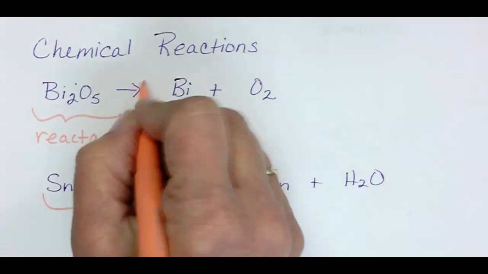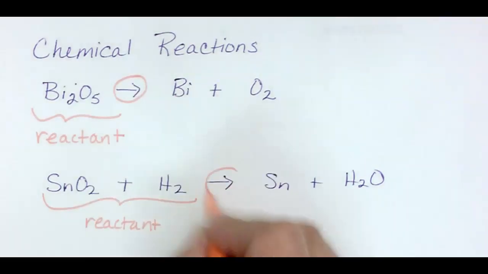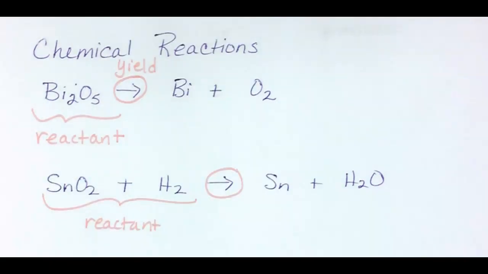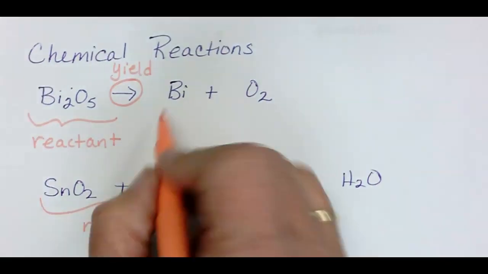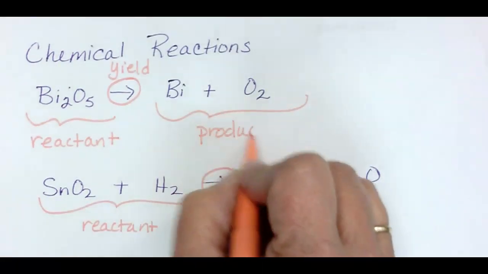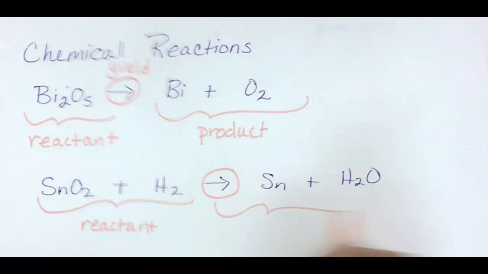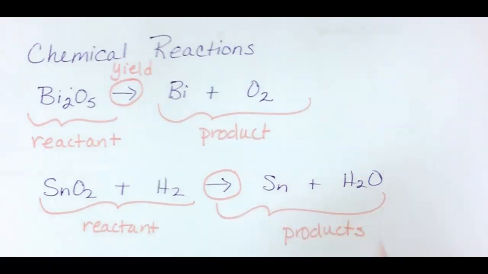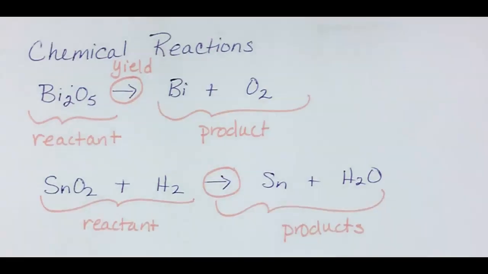And then we have the arrow, okay? And what that means is the word yields. So the reactant yields the, and then this part is called the products. So reactant yields products. That's our vocabulary there.